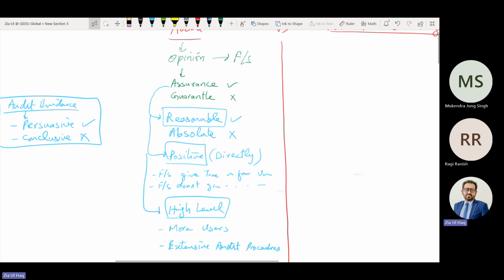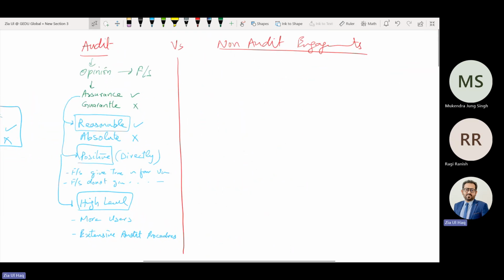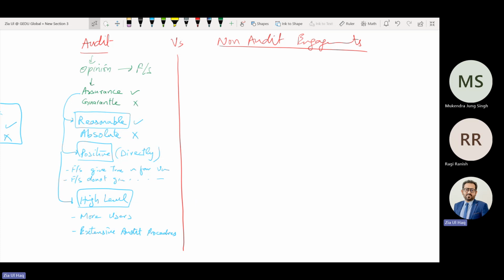In non-audit, we could be asked to provide assurance, like we are providing assurance on cash flow for the bank. We are providing assurance on a forecast for the investor. But the assurance that we are providing in non-audit will be assurance, not a guarantee. But that assurance will not be reasonable. It will be lower than reasonable, called limited assurance. Like if reasonable is 70 to 80%, limited could be 60% or 50% assurance.